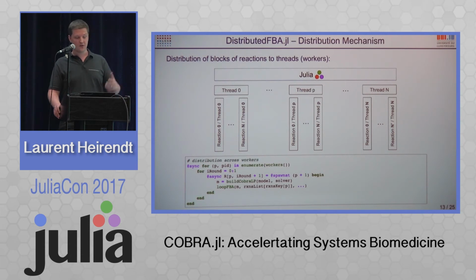So let's say on thread 0, you get the first reaction until another n reaction. And on thread P, you put another block of reactions. And for each of these reactions, you're running a minimization and a maximization. So I put a few lines of Julia code there, which is actually the core of the distributed FBA package. And what you can see is that it is really just these few lines that do the entire analysis. And that's beautiful, I think.